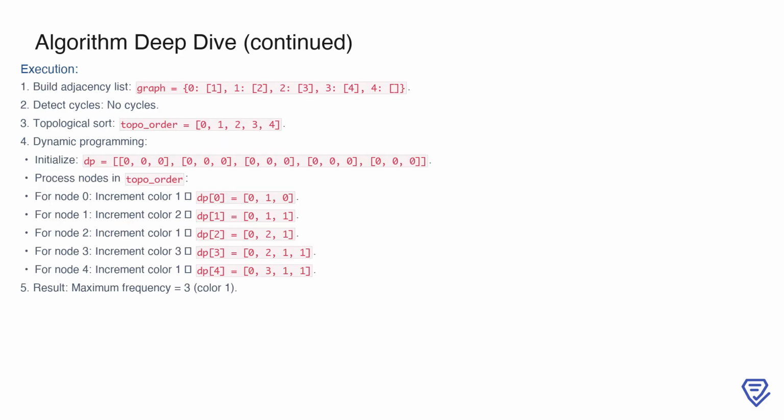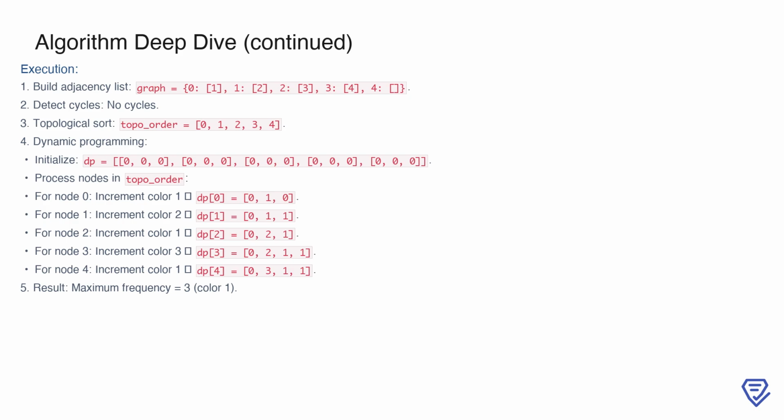We begin by constructing the adjacency list for the graph as follows: node 0 points to node 1, which points to node 2, and so on, until node 4, which has no outgoing edges. Next, we verify that the graph contains no cycles, which is true in this case. Performing a topological sort results in the order 0, 1, 2, 3, 4. Now we initialize the dp table with zeros, where each row corresponds to a node, and columns represent color frequencies.